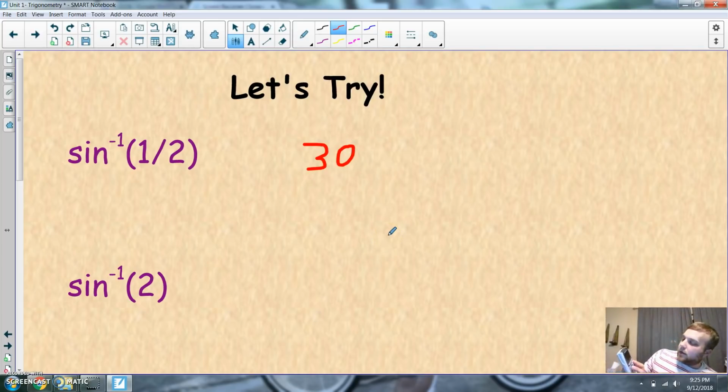Alright, shifty sine of 2. Error. What? Shifty sine of 2. Error. Okay. You can't do this. It's impossible, by the way. It's one of those explosions in math.